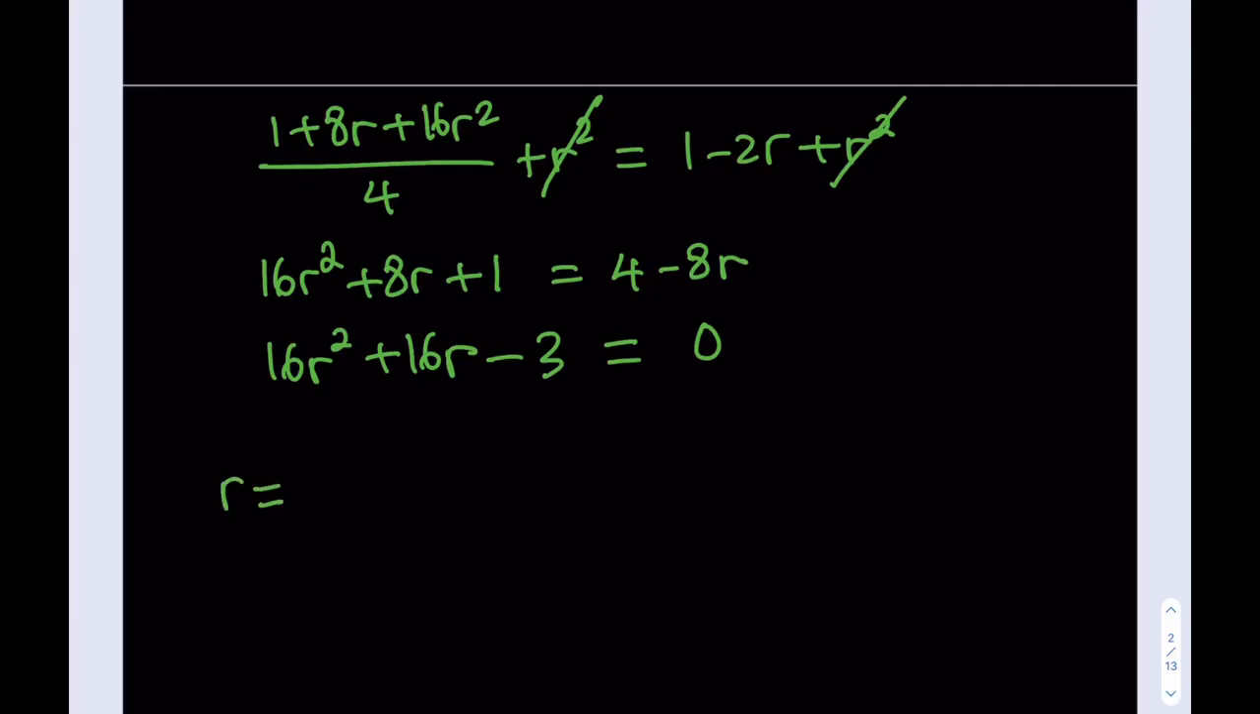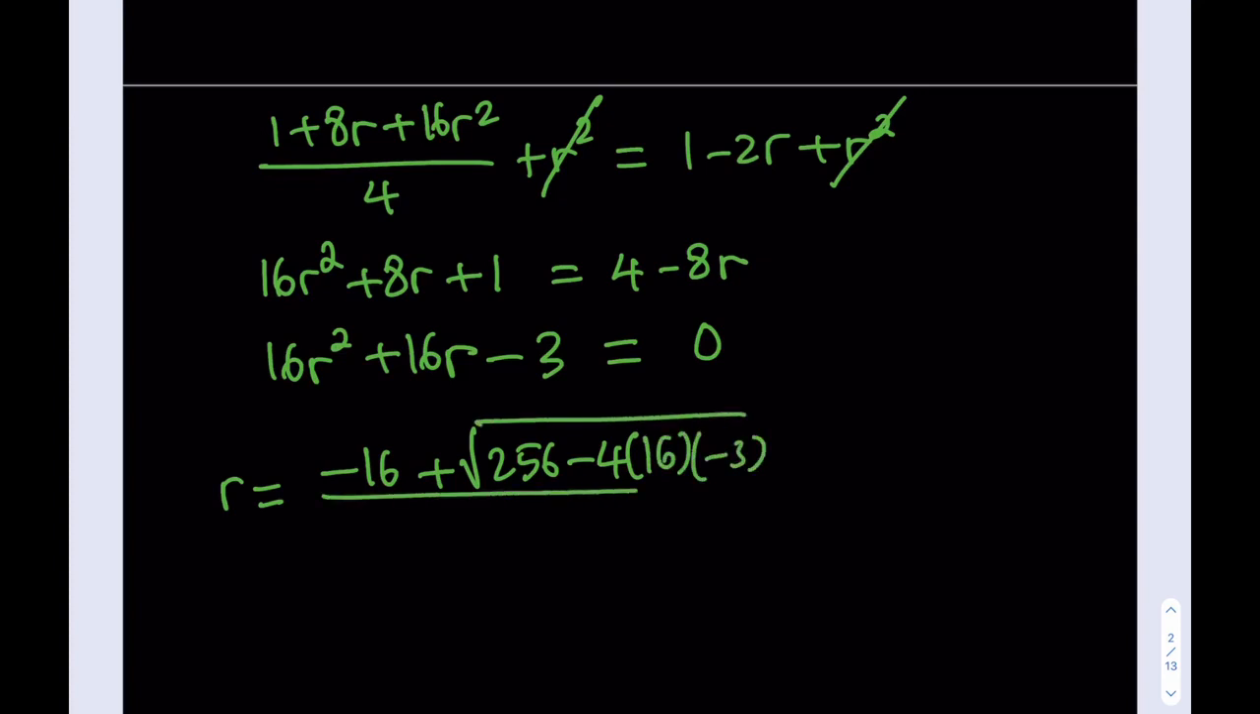R equals negative b plus the square root of b squared, which is 256, minus 4ac. You know, the infamous quadratic formula. Divided by 2a, which is 32. So what I will do here is, to make things a little easier, I'll simplify this as much as I can, and then just change the plus minus. I might as well just write plus minus there, right?